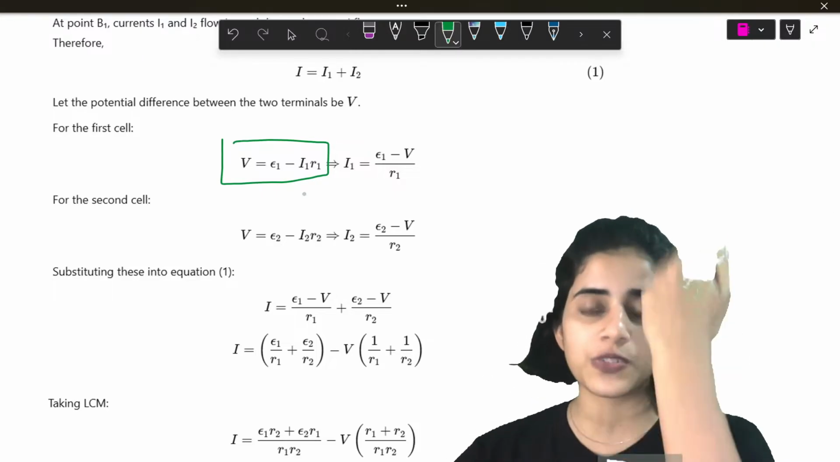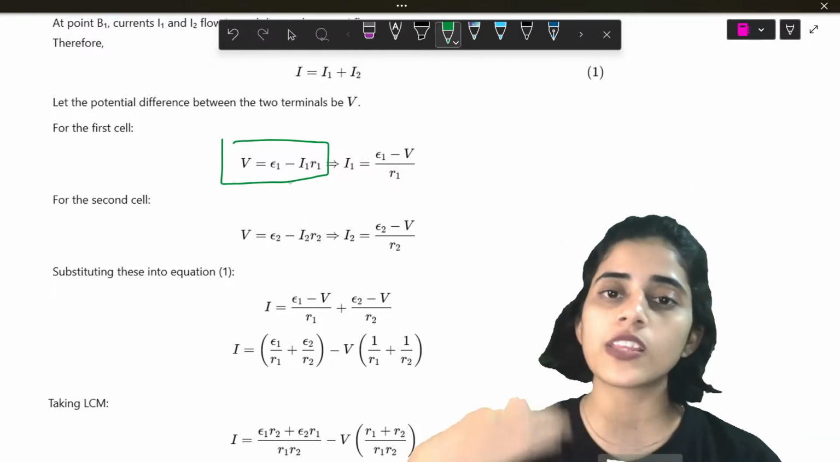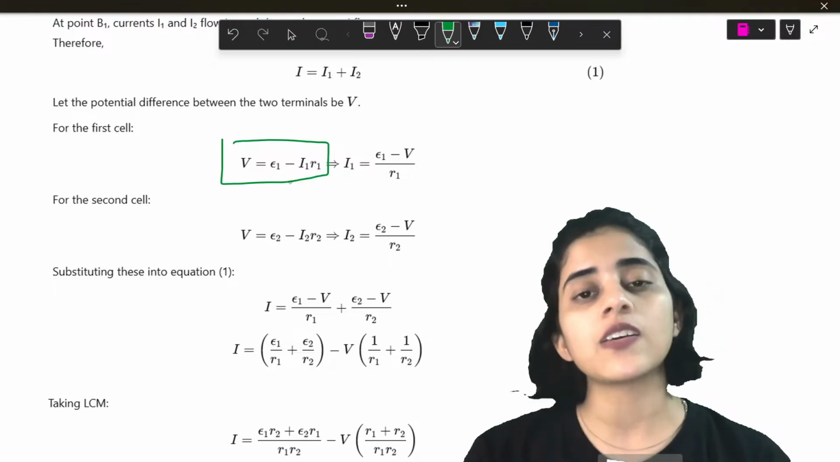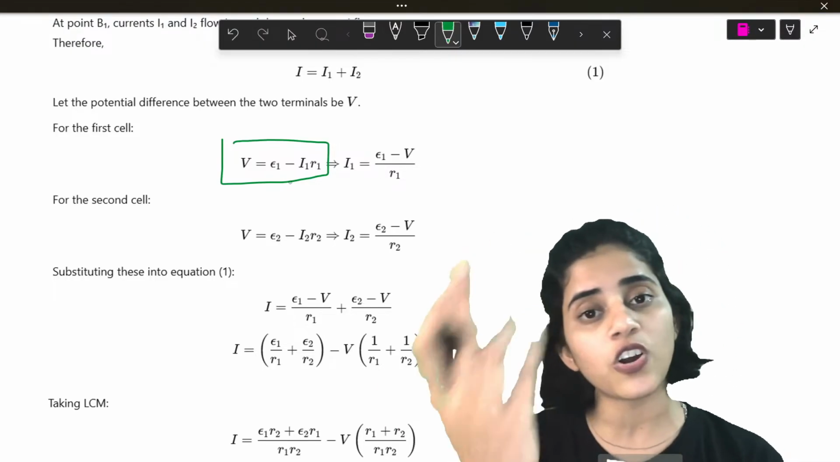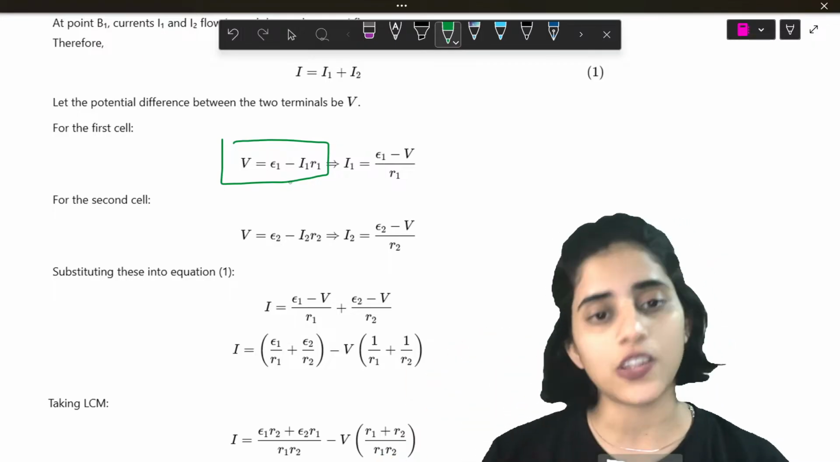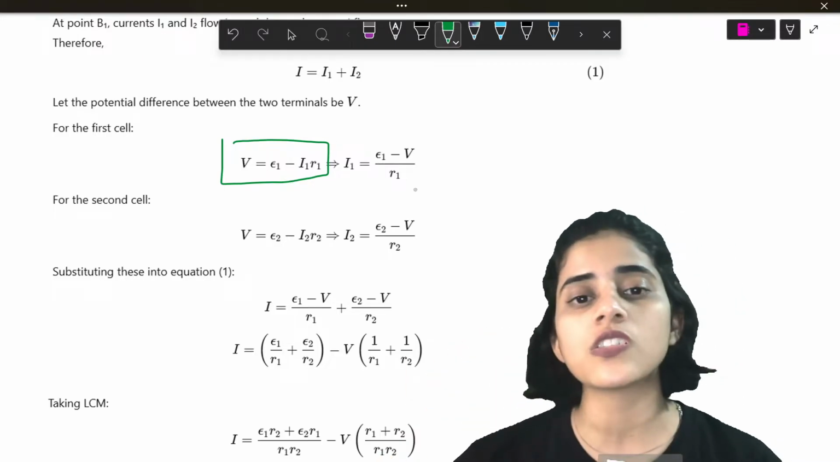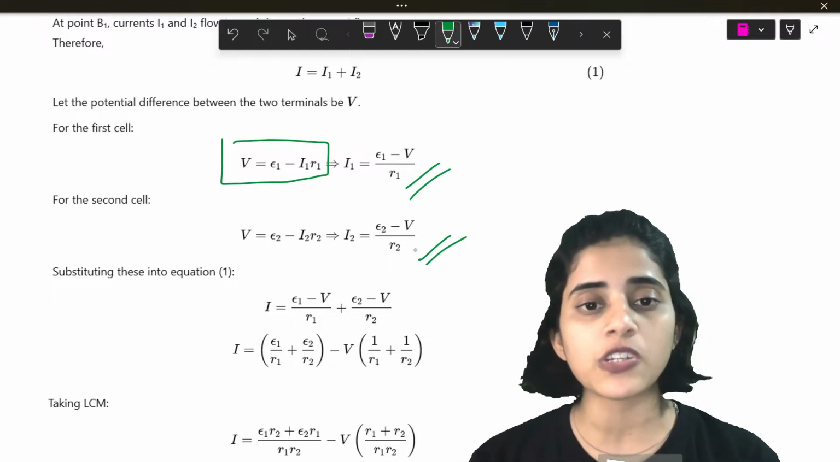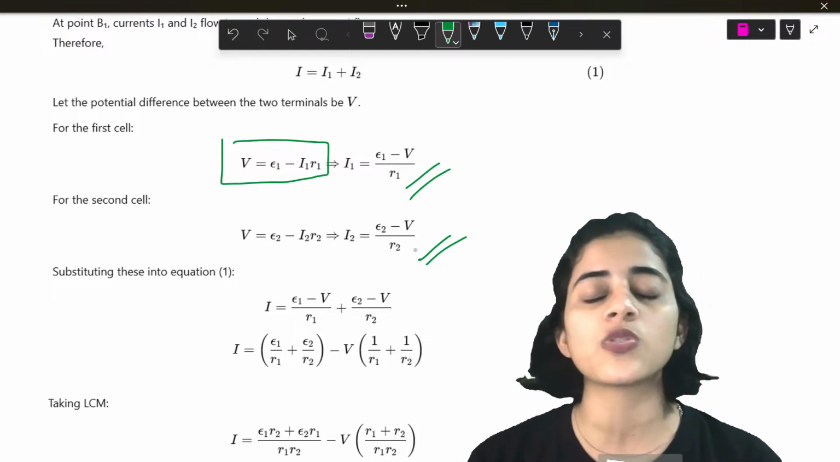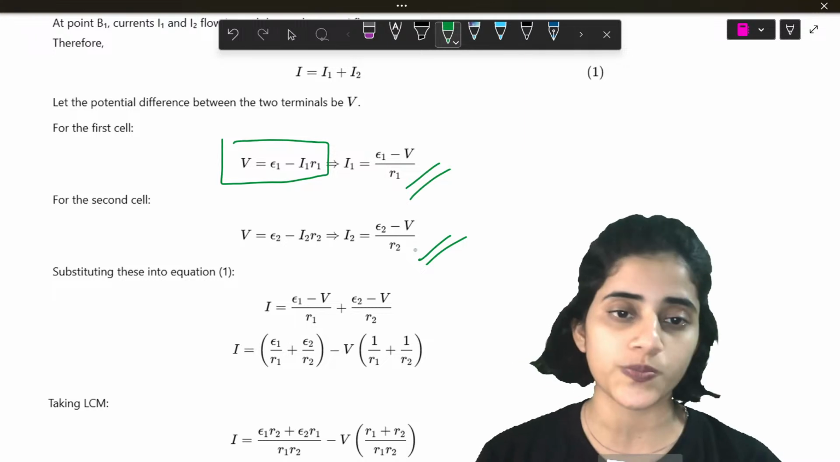Do you see the difference between series and parallel? In the previous case, V was different. Here V is a constant. There I was a constant. Here I is different. So you rearrange the equations in terms of I. For parallel you write it in terms of I1 and I2. In series you write it in terms of V1 and V2.